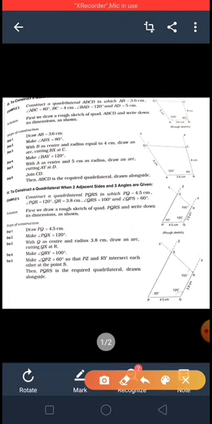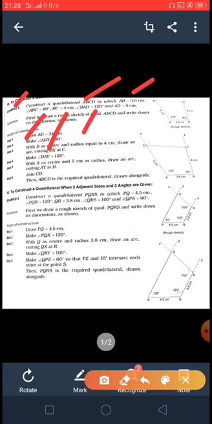So on the basis, we have to construct a quadrilateral ABCD in which AB is 3.6 centimeter, angle ABC is 80 degree, BC is 4 centimeter, angle BAD is 120 degree and AD is 5 centimeter are given.